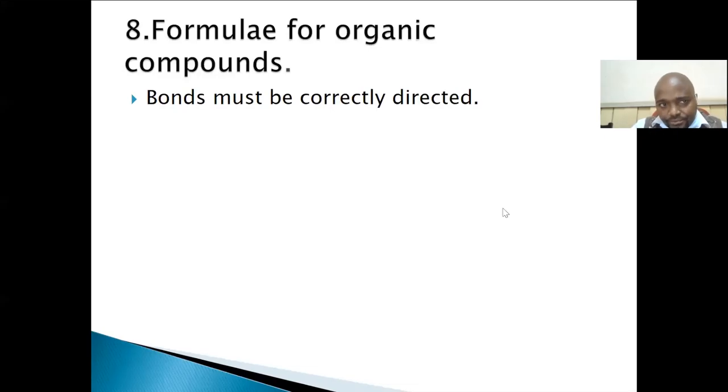Next. We have formula for organic compounds. When you are told, for example, write the structural formula of pentane, the bonds must be correctly directed. Also for ethanol, we have the structural formula for ethanol.